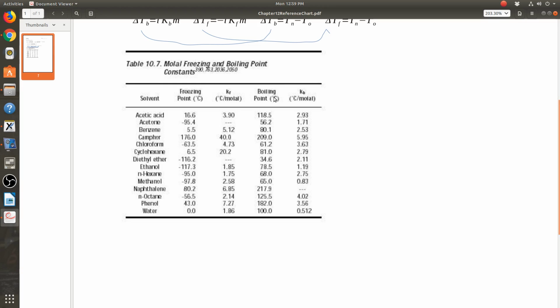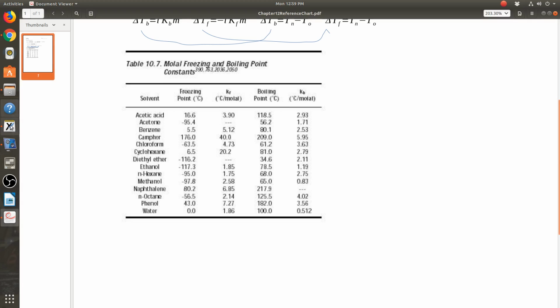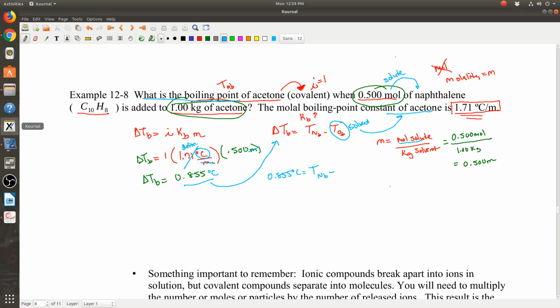Do you understand? These are the original boiling points before you add solute. When you add solute, things change. So, I forgot it already. 56.2. Okay, 56.2. So I have to write that here. That's my original boiling point. Now I'm going to add 56.2 to both sides.